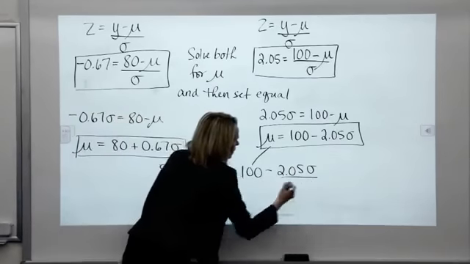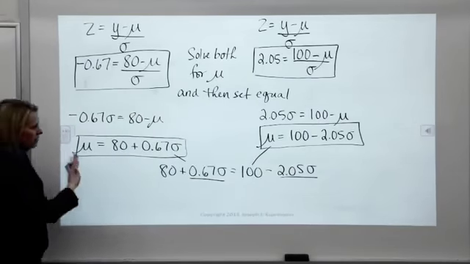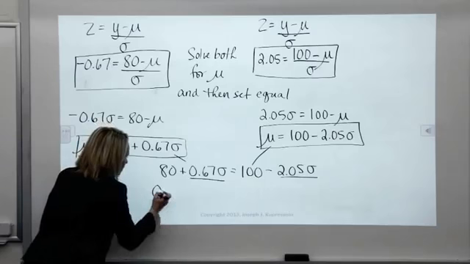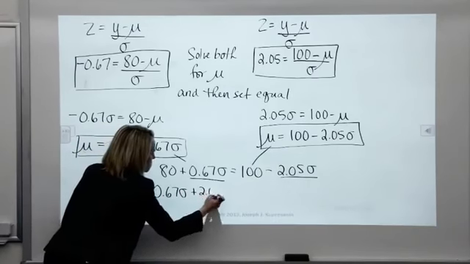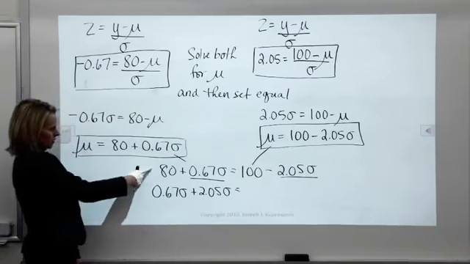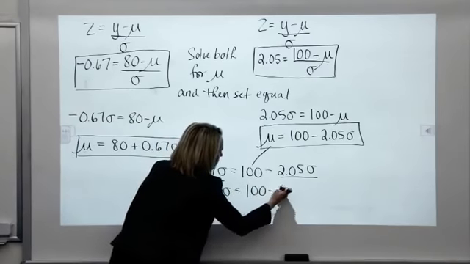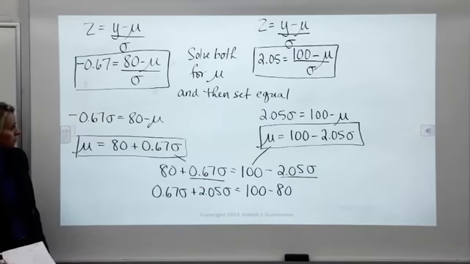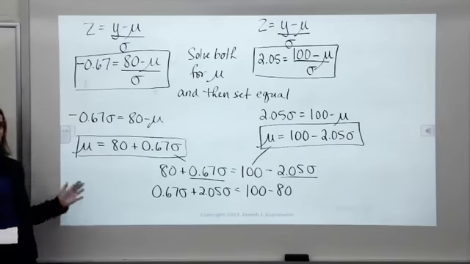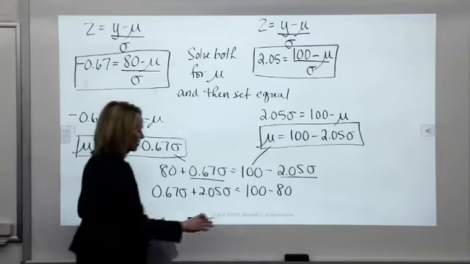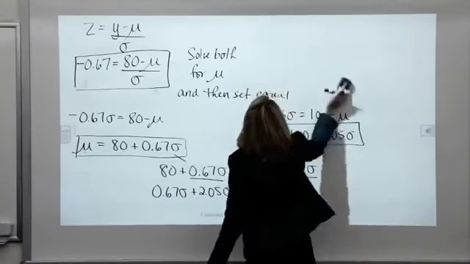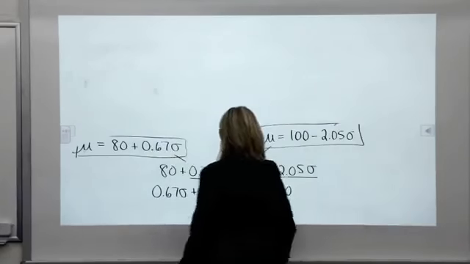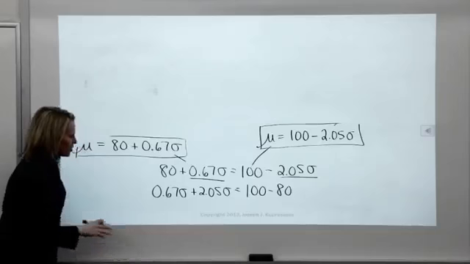I need to get the items with sigma on one side and the other constant terms on the other side, so I'm going to add 2.05 sigma to both sides. And at the same time, I'll subtract 80 from both sides. And then we're going to combine like terms here. Make sure you have all this that's on the board. If you don't, go ahead and pause. I'm going to erase some of this and start up at the top. So you would just continue in your notes here.